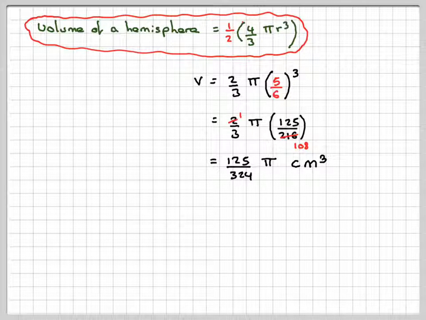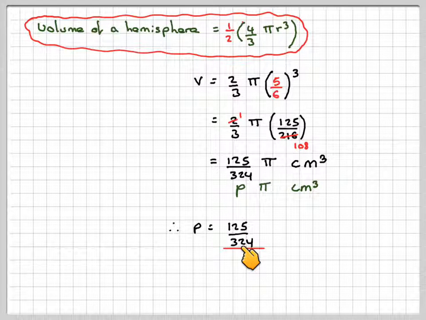on your calculator. So that now gives me that it's in the format of p times pi centimeters cubed, and therefore the constant here in front of pi must have been 125 over 324. Therefore, p is equal to 125 over 324.